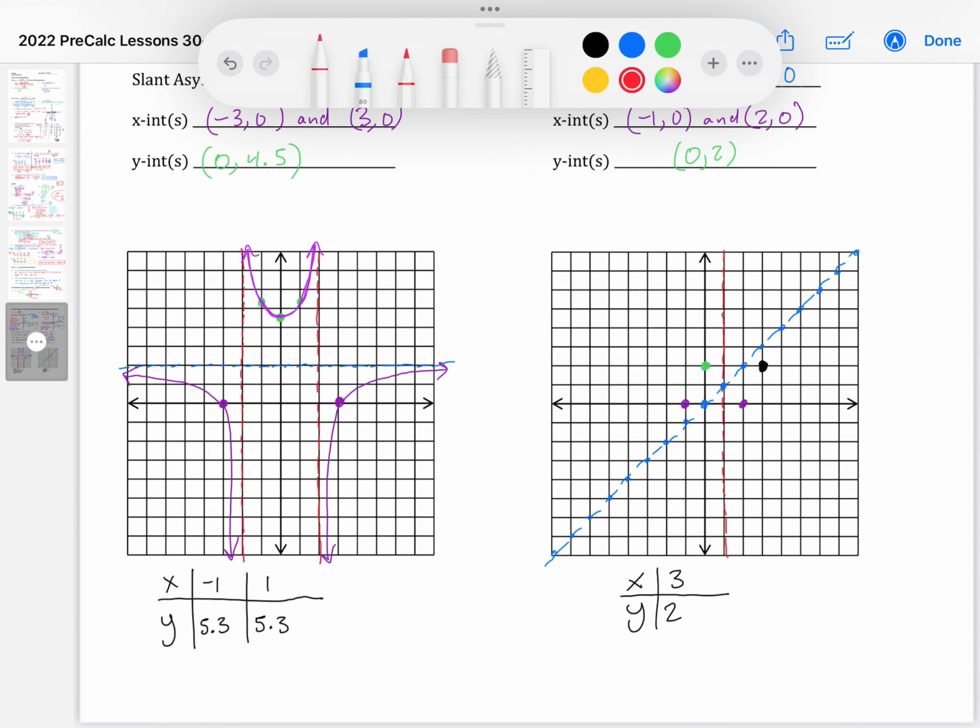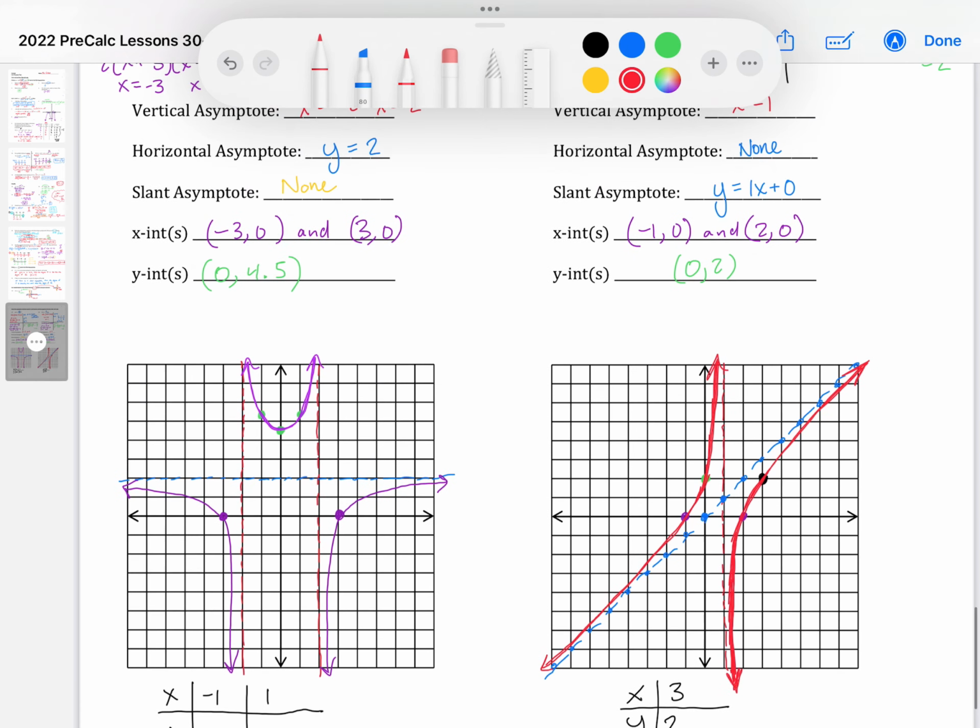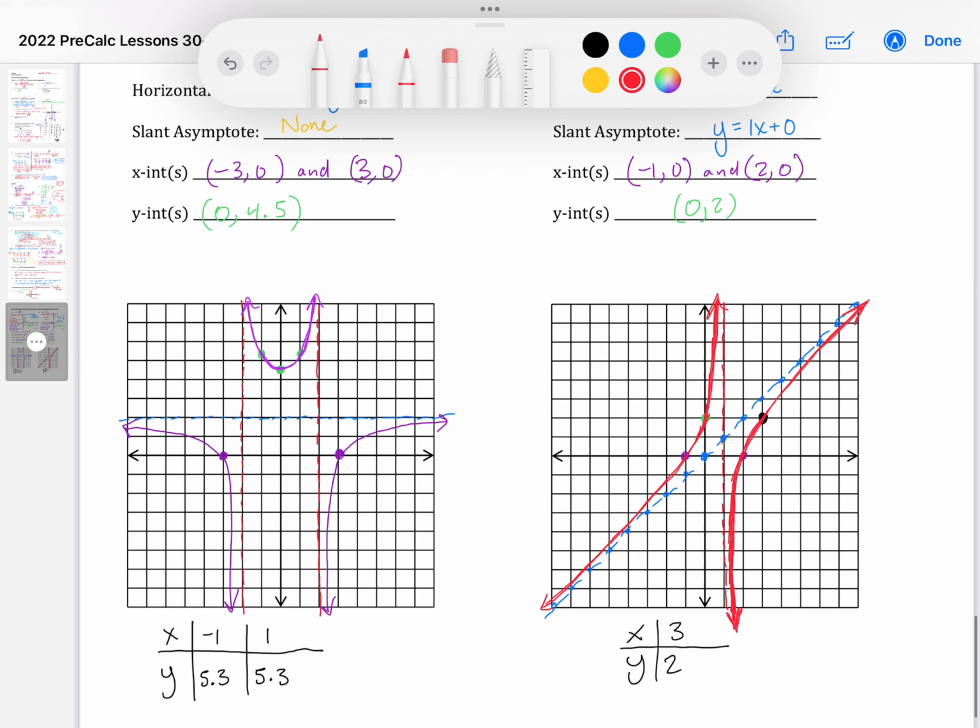My final graph is going to look like this. It's going to have this branch getting closer and closer to that slant asymptote, and then it's going to start to go straight up to that vertical asymptote at x equals positive 2, or sorry, x equals positive 1. And then you're going to have this other branch in this region, which again is going to get closer and closer to that diagonal slant asymptote, and then start going straight down at that vertical asymptote. All right, so that's the basic shape there.